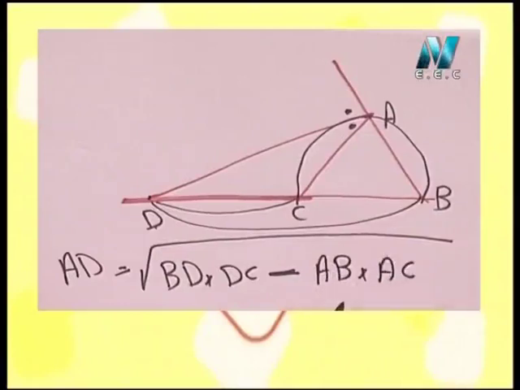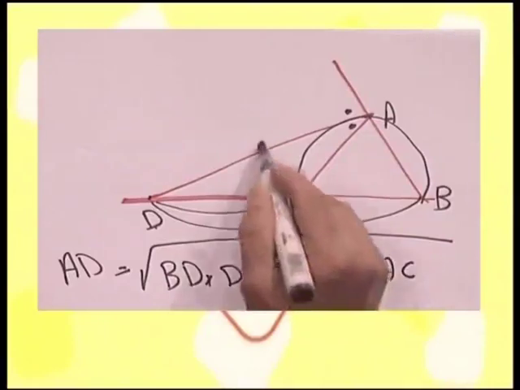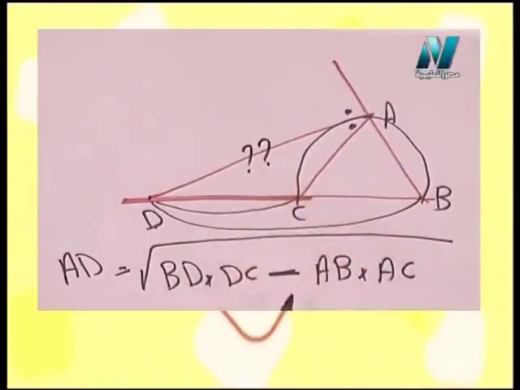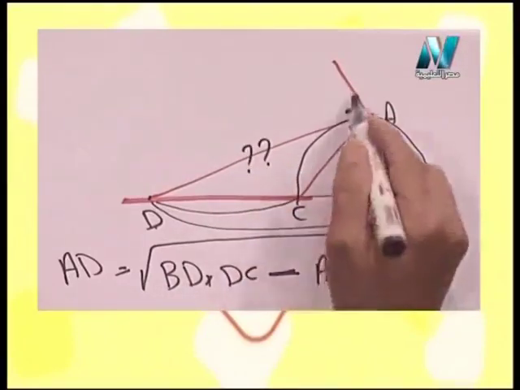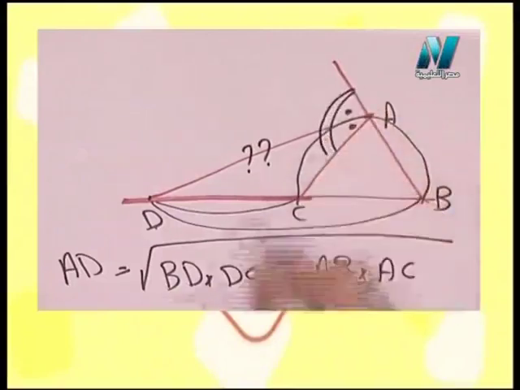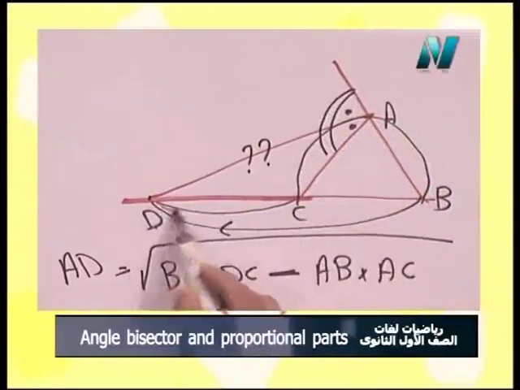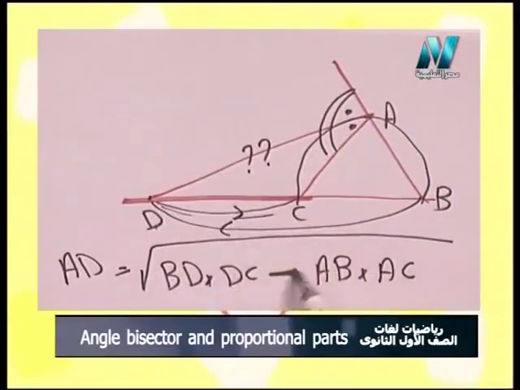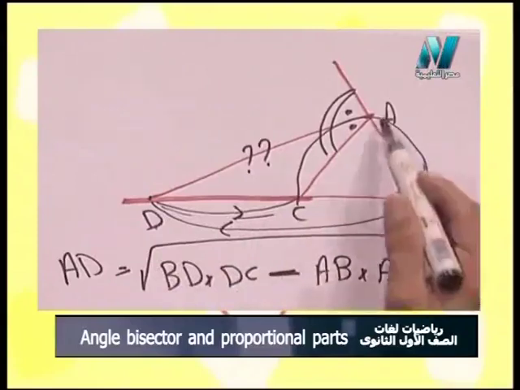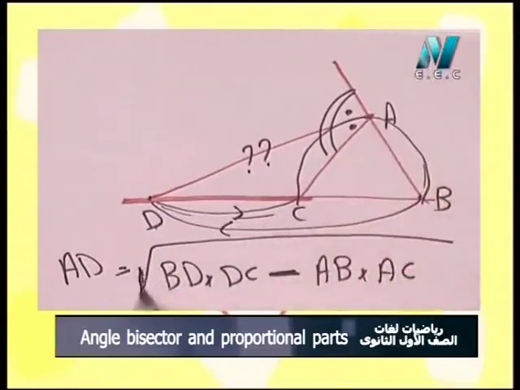So if we would like to find the length of the bisector from the exterior angle here, we will multiply BD times DC minus AB times AC, but inside the square root. Okay, let's go to an example here.